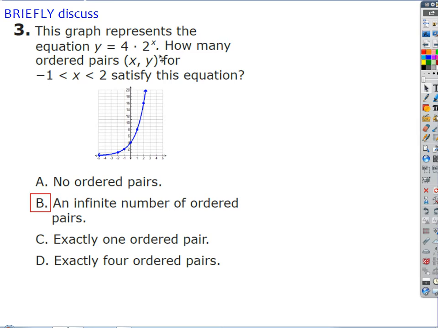How many ordered pairs for x greater than -1 and less than 2 satisfy the equation? Well, how many points would there be on the function between -1 and 2? Infinite number, right? It's a continuous function. And you remember we talked about thinking of a line, for example, as a collection of an infinite number of little beads on a wire. There's no limit to the number that there are. Okay, so that's the idea there.